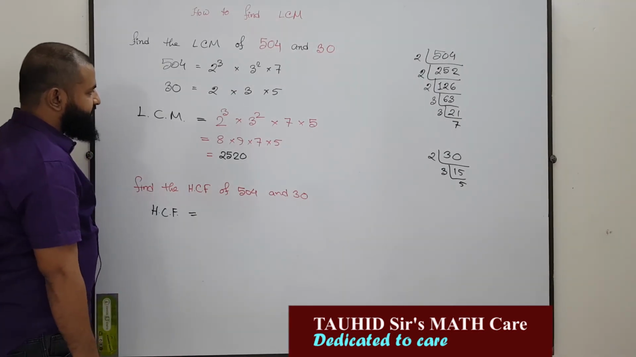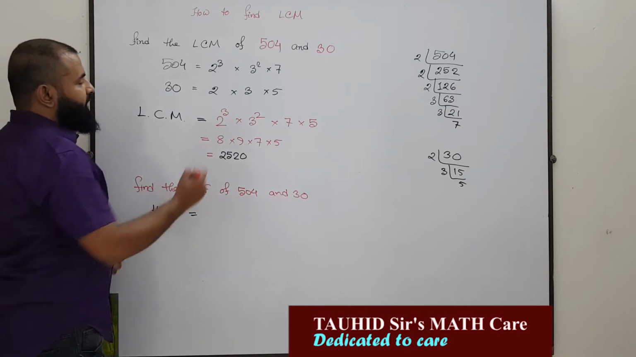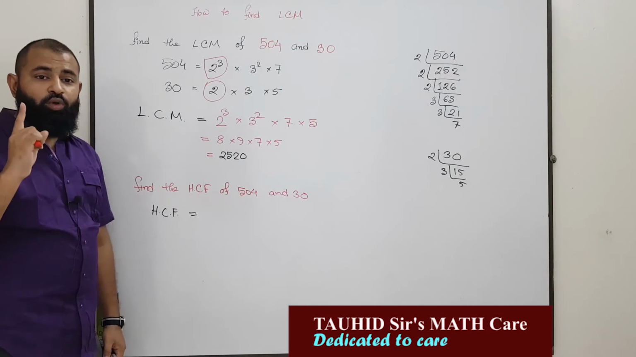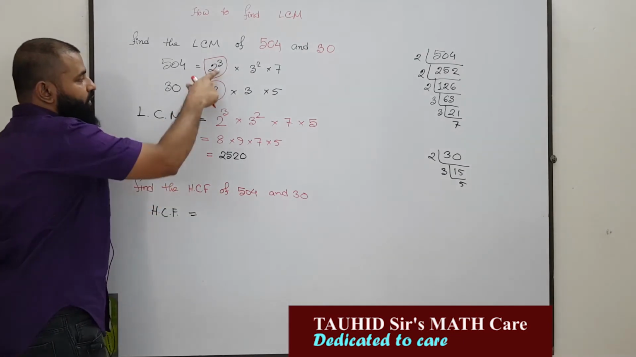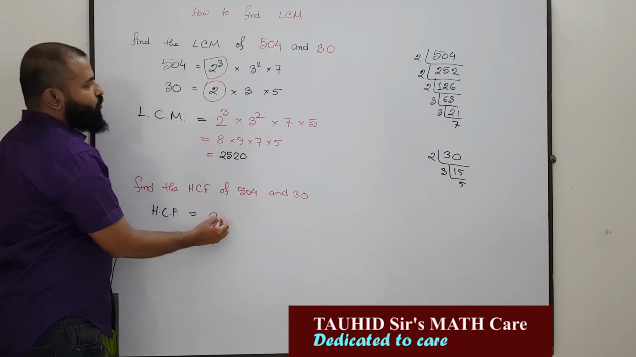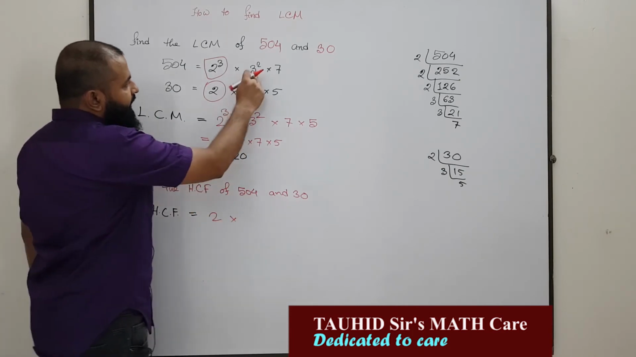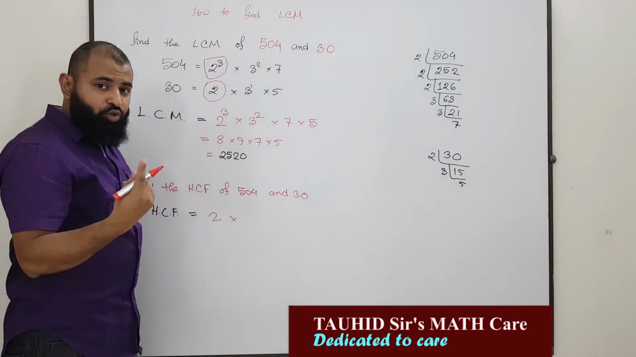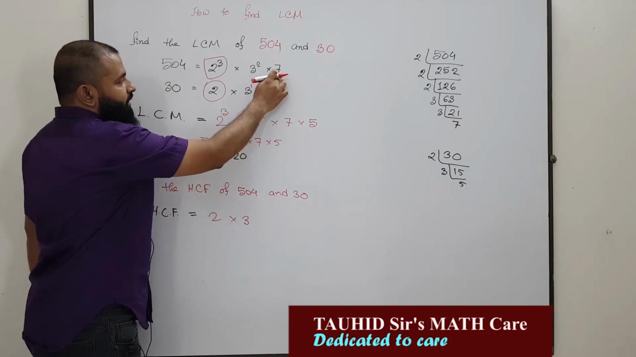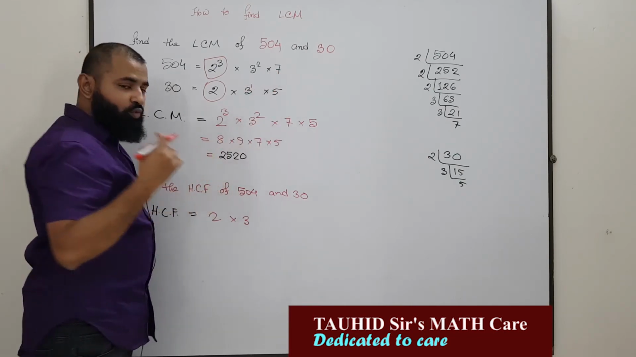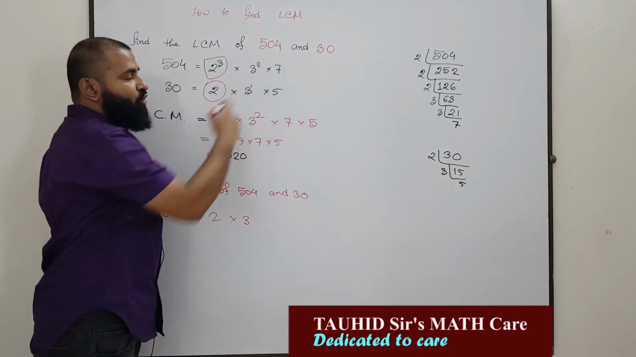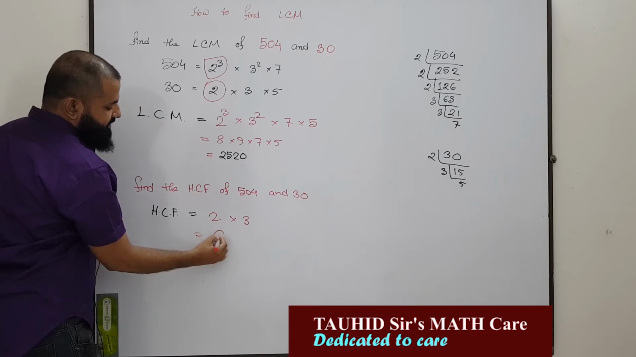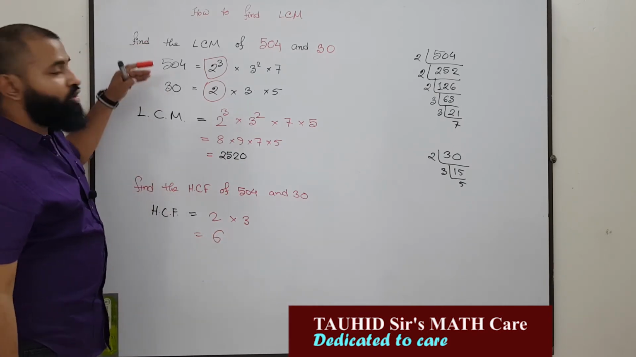While finding the HCF, we will take the common parts. Here we can see 2 cube, here we can see a single 2. We will take the least power, 2 cube and 2 to the power 1, that means we will take simply 2, only one 2. Here we can see 3 square, here we can see 3 to the power 1, so we will take only one 3. Here is a 7, but here is no 7, so we won't take 7. Here is a 5, here is no 5, so we won't take any 5. So finally the HCF is 6, which is common to both of them.